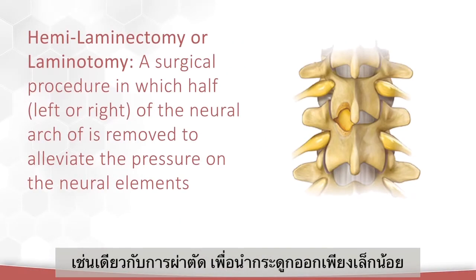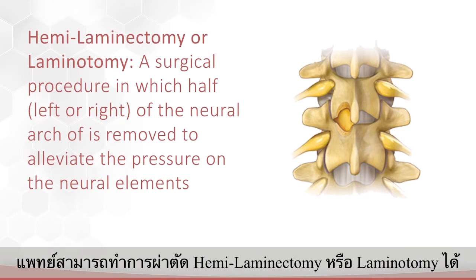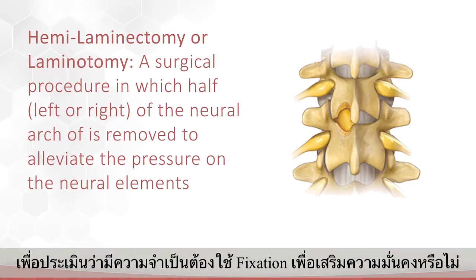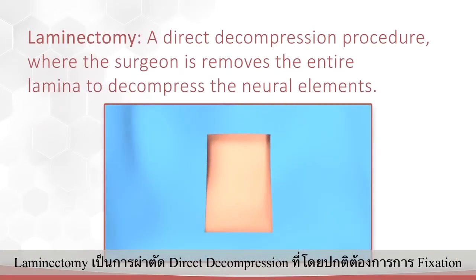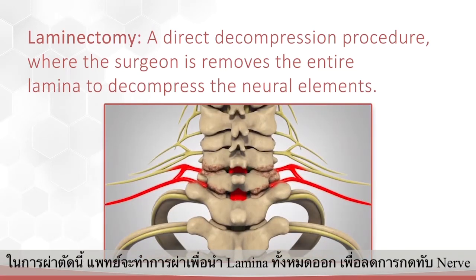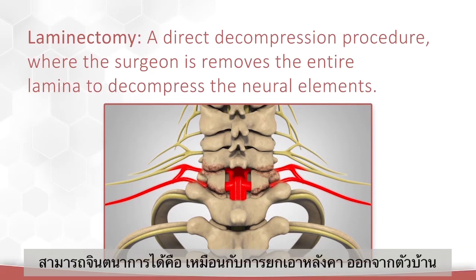Similarly, if only a small amount of bone needs to be removed to perform decompression, the surgeon can perform a hemilaminectomy or laminotomy to remove the bone. The amount of bone removed and stability of the spine will determine if the surgeon needs to stabilize with the use of supplemental fixation. A direct decompression procedure that can require the most supplemental fixation is a laminectomy. In this procedure, the surgeon is removing the entire lamina to decompress the neural elements. You can think of this procedure as removing the roof from the rest of the house.